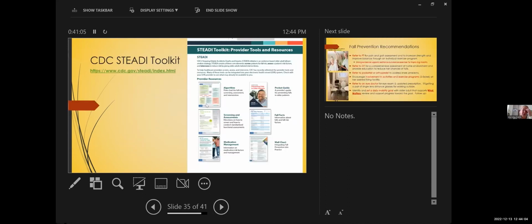So this is just showing what's available in the STEADI Stay Independent kit, available both to healthcare providers and to the layperson. They have 2 different brochures for each, so there are things that you can look at.